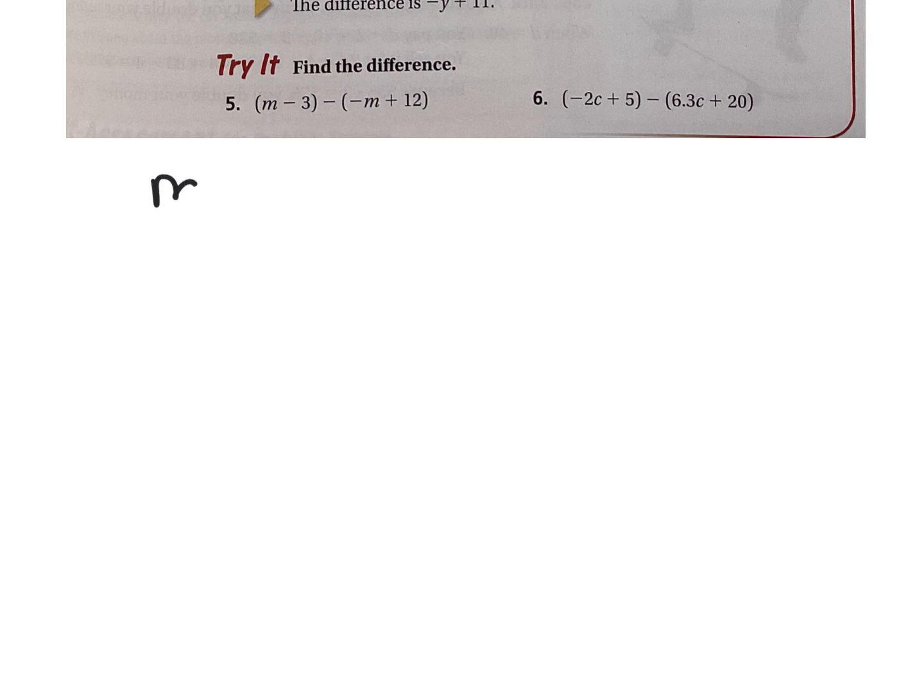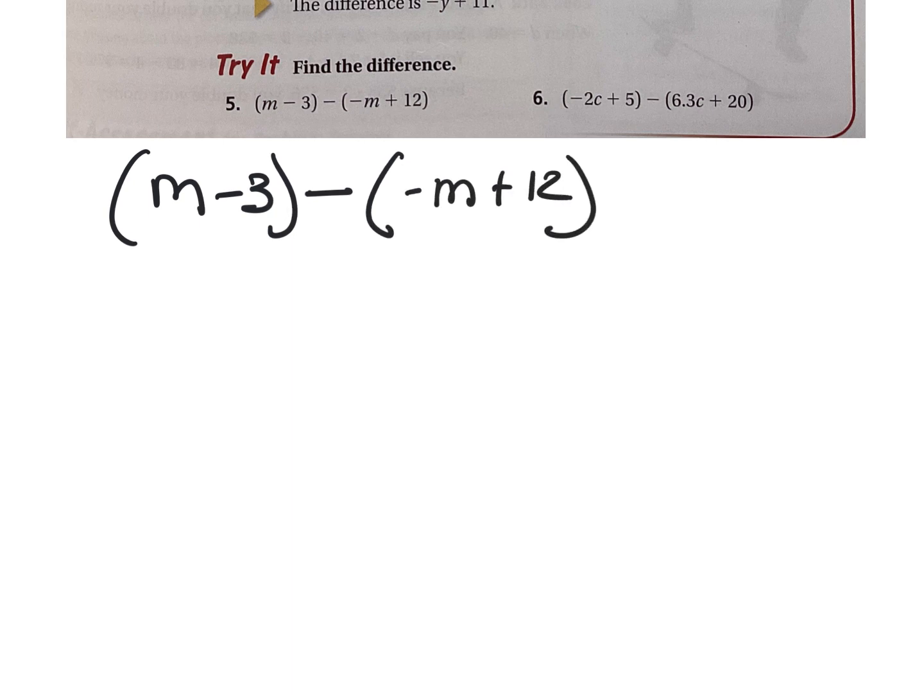And this one you have m minus 3 minus negative m plus 12. So what I'm going to do is I'm going to add the opposite. So I change that to adding, I change that to a positive, and I change that to a negative. Get rid of that. So now it's m minus 3 plus m minus 12.